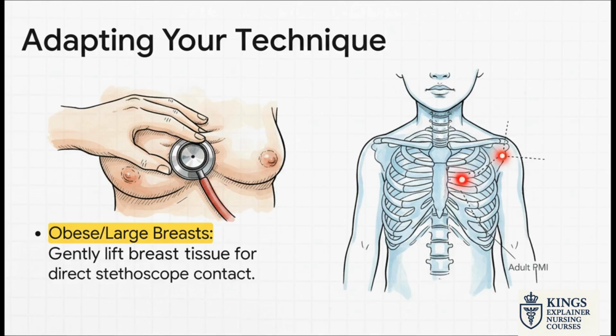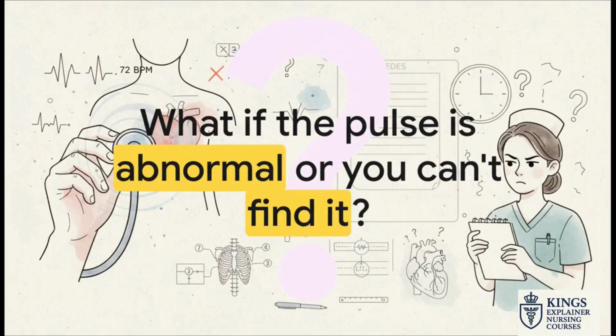And remember what we saw with the age chart? For little kids, their heart is positioned a bit higher in the chest, so you'll actually find the PMI at the fourth intercostal space, not the fifth. This is the question every single nursing student has. You followed all the steps, but the number you're getting is way off. Or even worse, you can't hear anything clearly. So what do you do now?